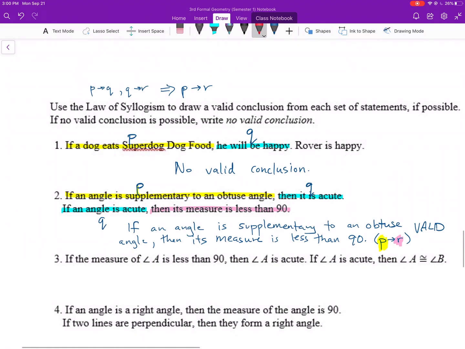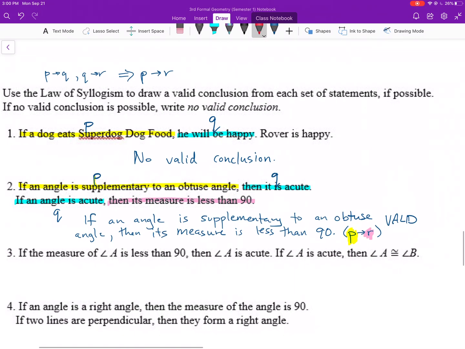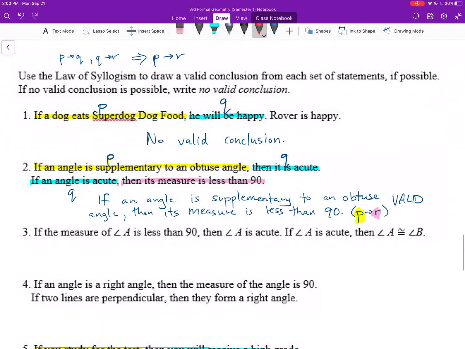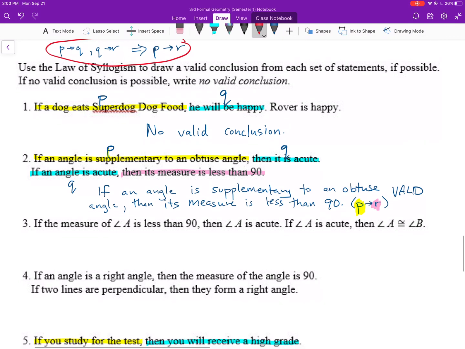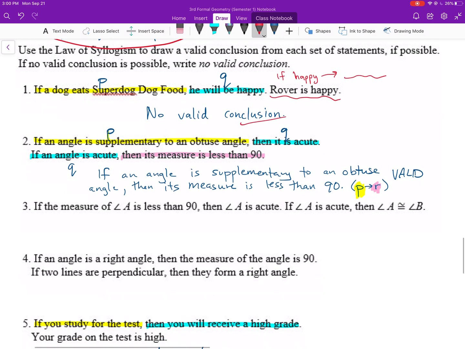Okay, a couple more examples. Using the law of syllogism to draw conclusions. So I wrote the law of syllogism up above to help us. P then Q, Q then R, then P then R. Okay, so if a dog eats superfood, P, he will be happy, Q. And then it says Rover is happy. Notice here, it doesn't have if he will be happy, then something else. It should start with if, happy, and then lead to something else. And it doesn't do that. So because of that, we cannot make a valid conclusion.